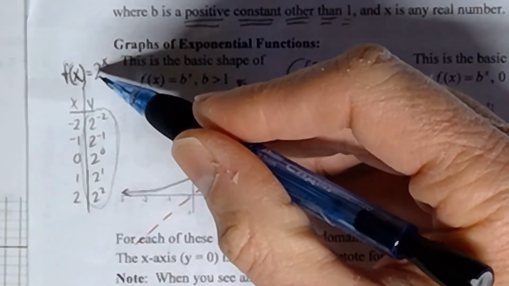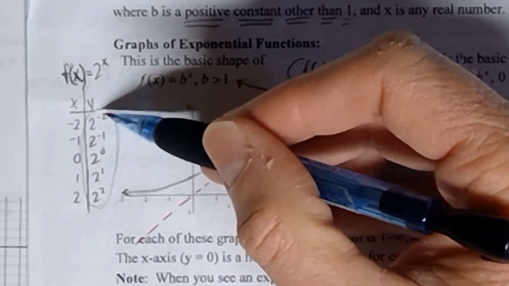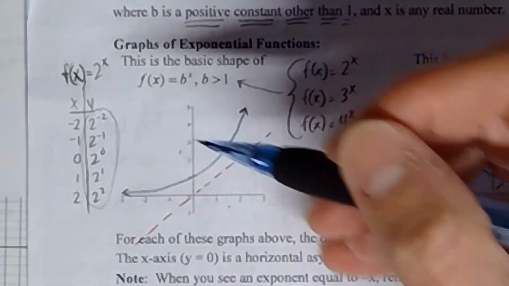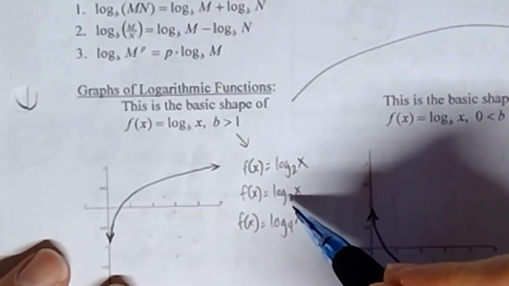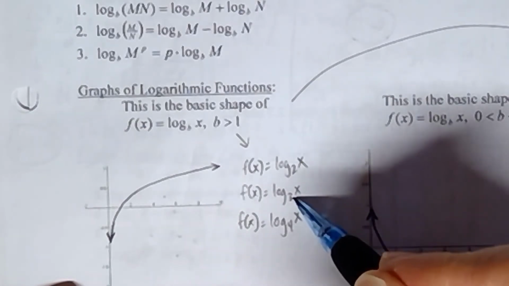If the base was 3, like if you had 3 to the x, then it would be 3 to the negative 2, 3 to the negative 1, 3 to the 0, 3 to the first, 3 to the second. And in the same way, if you've got log base 3 of x, same thing. You're going to have 3 to the negative 2, 3 to the negative 1, 3 to the 0, 3 to the first, 3 to the second.